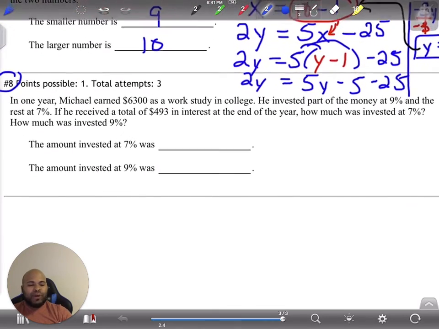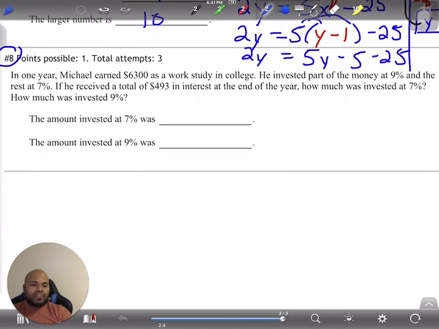And the last problem, which is a word problem, probably not your favorite. It might be your favorite, who knows? All right, so here we go. In 1 year, Michael earned $6,300 as a work study in college. He invested part of the money at 9% and the rest at 7%. If he received a total of $493 in interest at the end of the year, how much was invested at 7% and how much was invested at 9%?